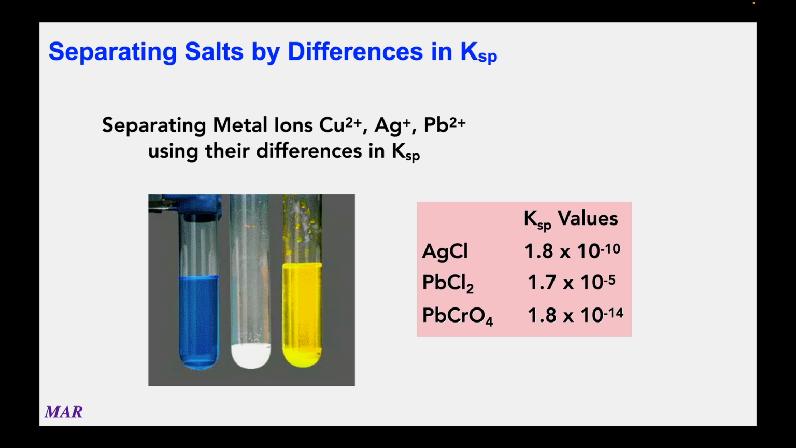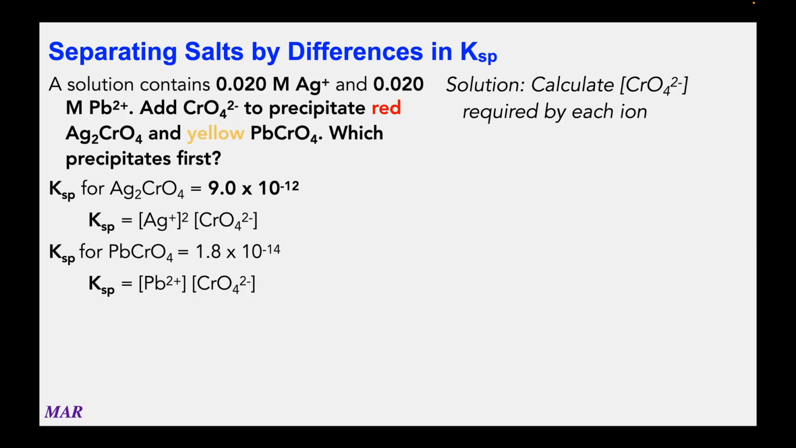So it's kind of a cool thing. This is how chemists think about separating matter from the wild. Let's pretend that we have a 0.020 molar silver plus and a 0.020 molar lead 2 plus. And what we want to do is add chromate to this combined solution.